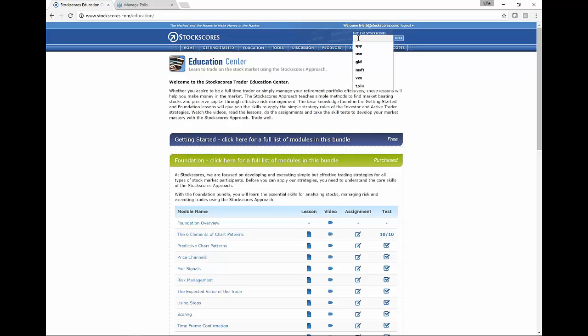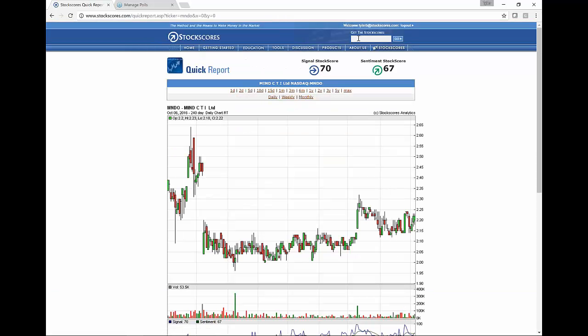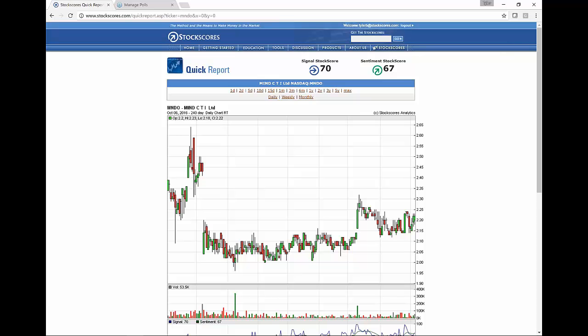So we're going to start with MMDO. Now, I'm going to analyze these based on the daily chart. If you were looking for it as a different time frame, then let me know. And I'm going to try to use a little tool I have. I hope this works. No, it's not working.